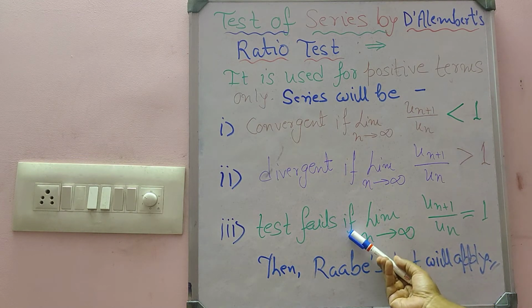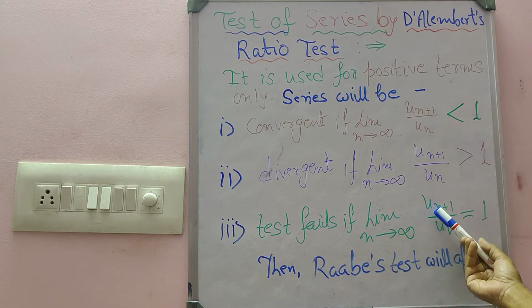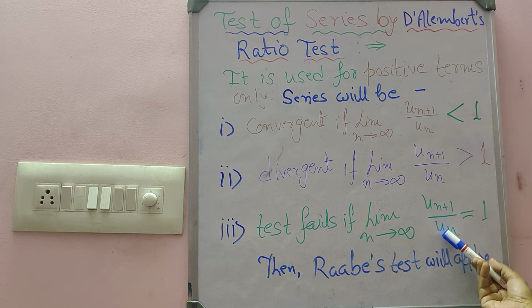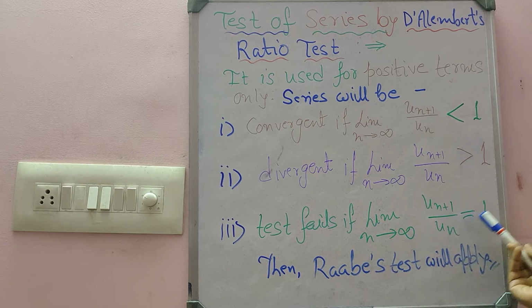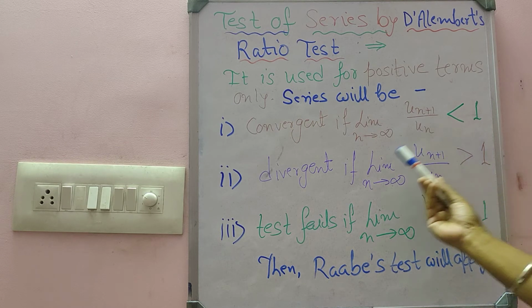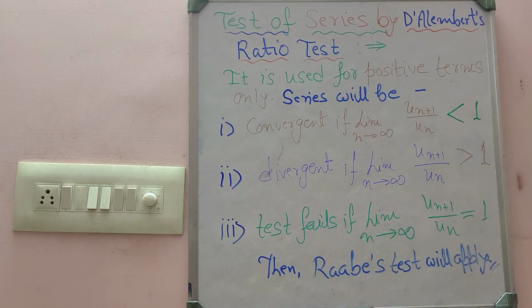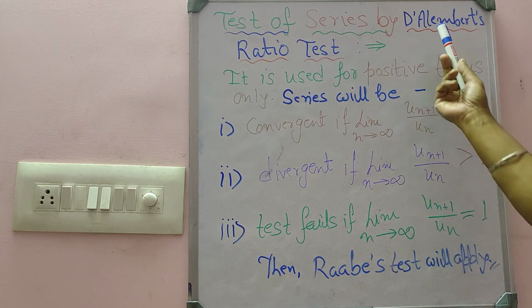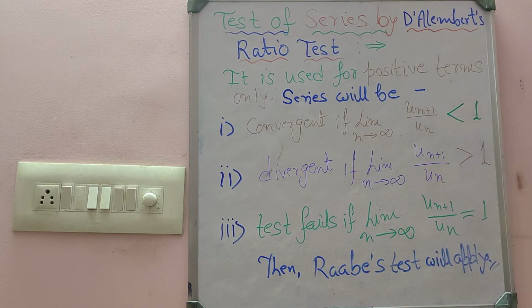And the last condition: if the ratio of the n plus 1 term to the n term, limit n tends to infinity, gives a value equal to 1, then this test will fail. The D'Alembert ratio test will fail. After that, what will we do? When the test fails, then we have to use Raabe's test. Whenever this test fails, Raabe's test will apply.